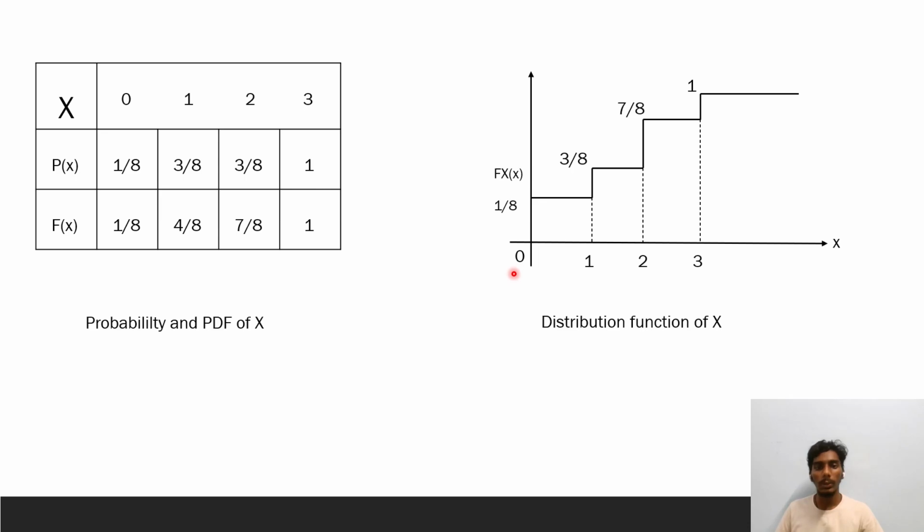This is the graphical representation of the distribution function. Here we are taking event 1 as 0, and the value of event 1 is equal to 1 by 8, since the number of outcomes is 8 and the favorable outcomes is 1. We take this as F of small x. So in the x2 event we get the value of 3 by 8. In the x3 event we get the distribution function value as 7 by 8, and in the event x4 we get the value 1. So this is a discrete staircase function of the distribution function of x.